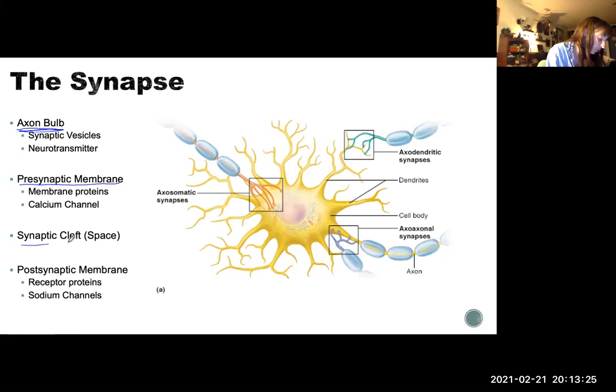The signal passes through the synaptic cleft, which is the literal physical space in between the presynaptic neuron and the postsynaptic neuron. So the signal has to jump the gap and reach that postsynaptic membrane of the next neuron or the next cell, whatever it is, right? We talked about the neuromuscular junction, for instance. The presynaptic membrane would be that of a motor neuron, and the postsynaptic membrane would be the sarcolemma, remember, the plasma membrane of the muscle cell.